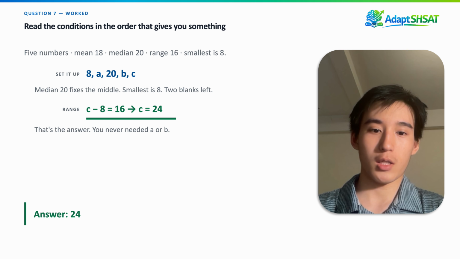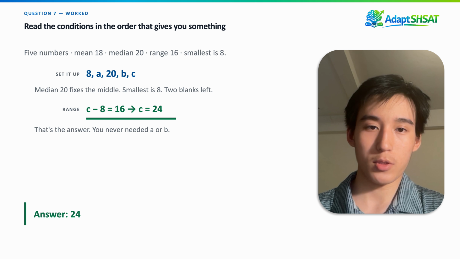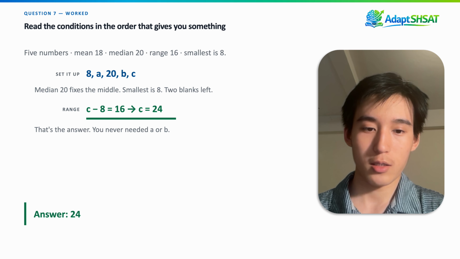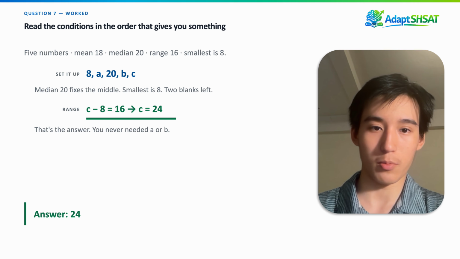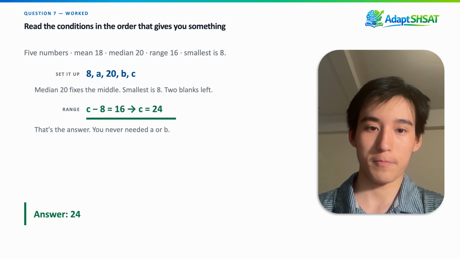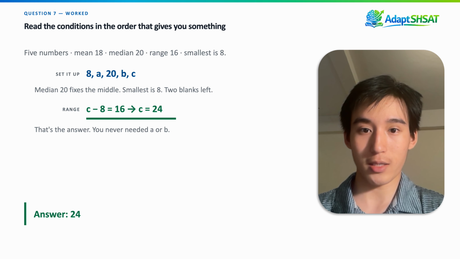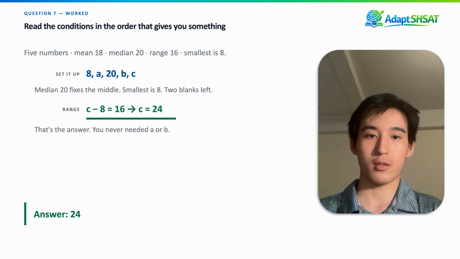Now, this is the range. The range is the biggest minus the smallest. So 16 equals the biggest minus 8. So that's how we solve for the largest number, because we already know the range and the smallest number. So therefore, the biggest number is 24. So that's it. You never really needed the 2 blanks, just 1 line.